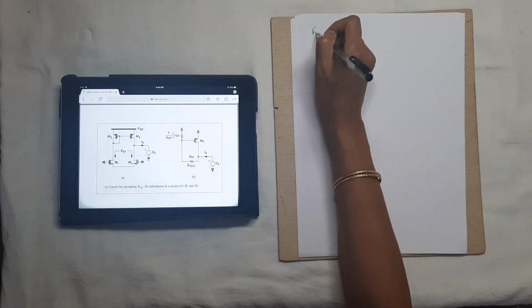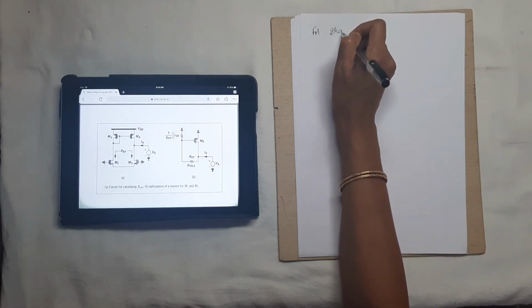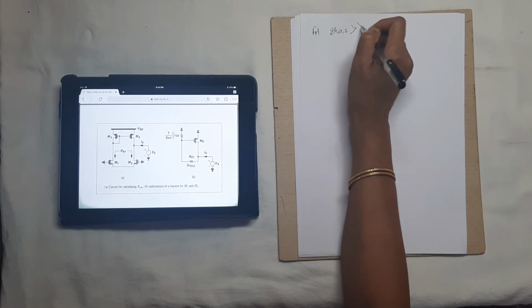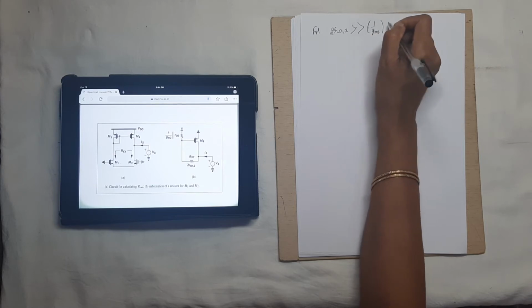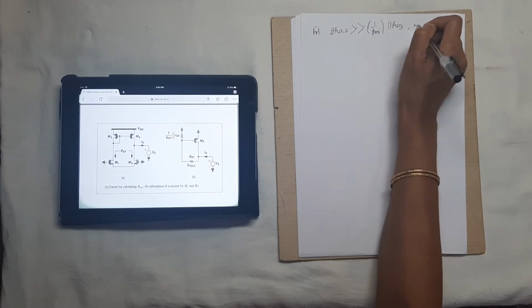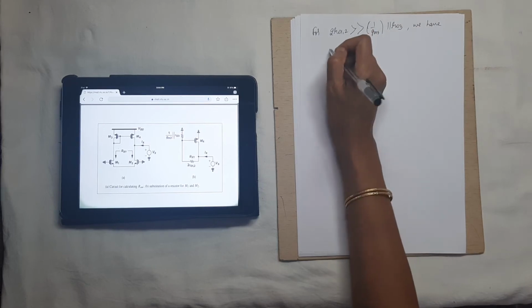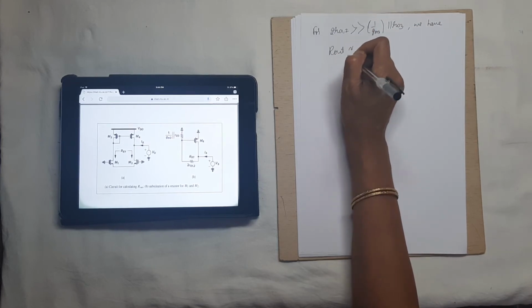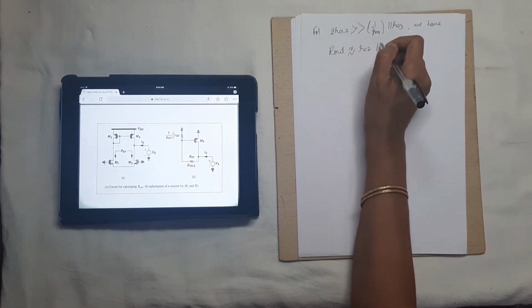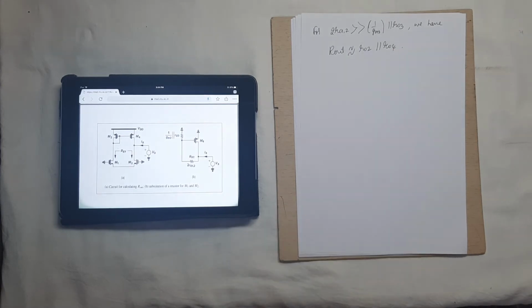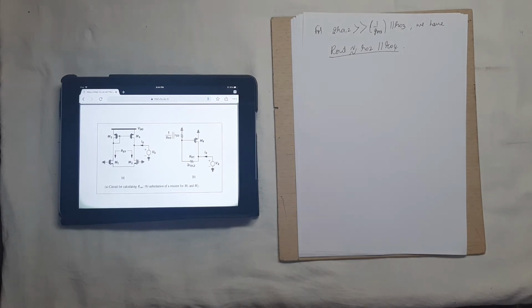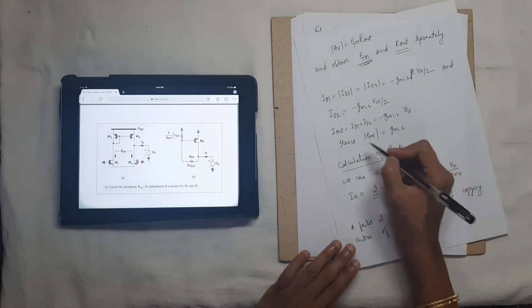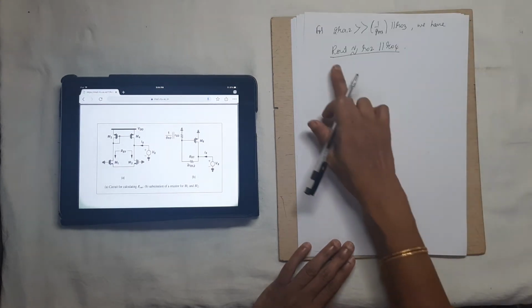For 2RO12 very much greater than 1 upon GM3 parallel to RO3, we have Rout nearly equal to RO2 parallel to RO4. We have obtained what is Rout, and we have obtained what is GM also. So this is GM and this is Rout.